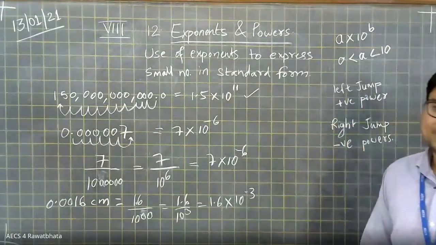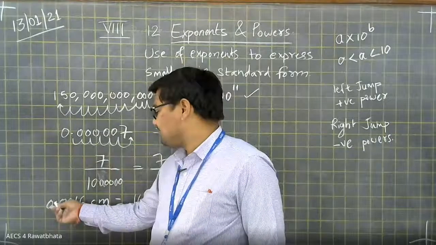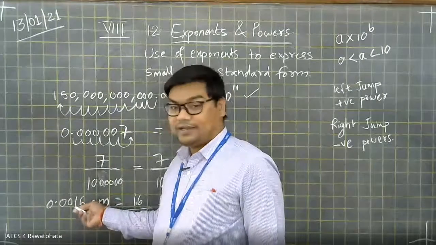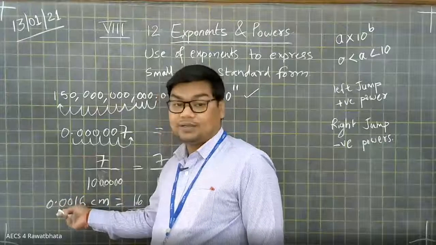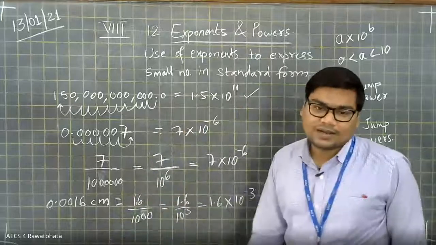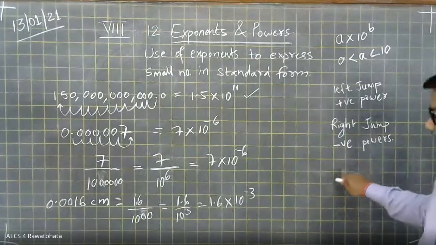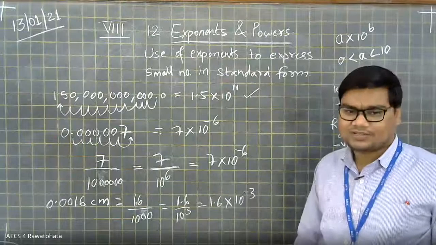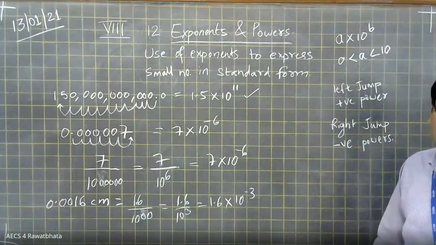Or simply by shifting the decimal, we are shifting this decimal to here, to write it in standard form. So how many places do we have to jump? 1, 2, and 3 places we have to jump to the right. When we jump to the right, we have negative powers. So directly we can write it, or we can write it in fraction form and then write the power. All of you understood this?